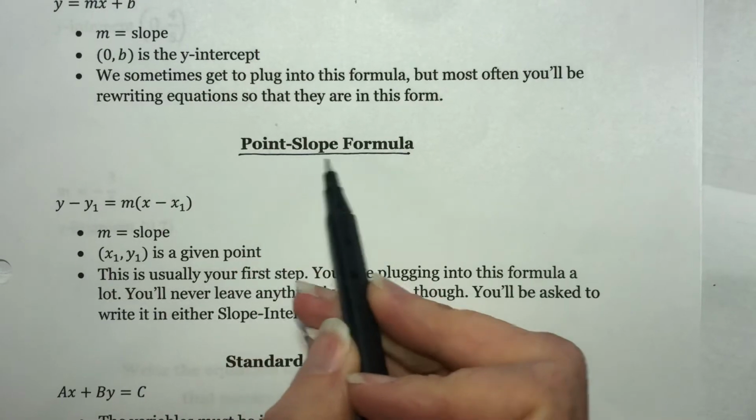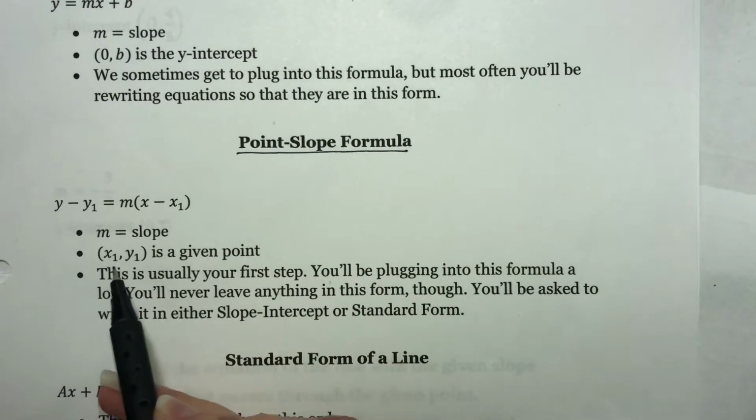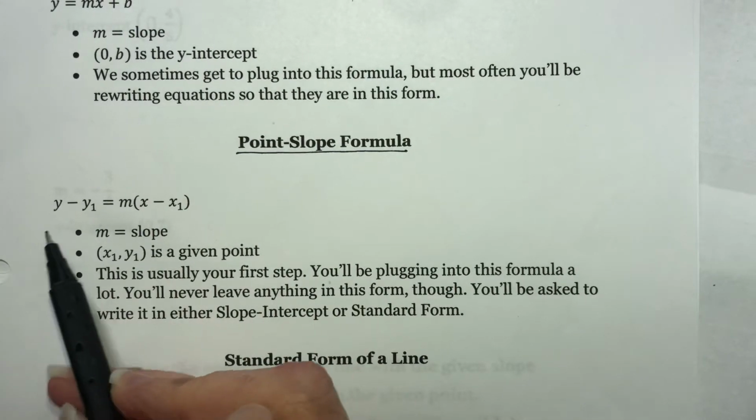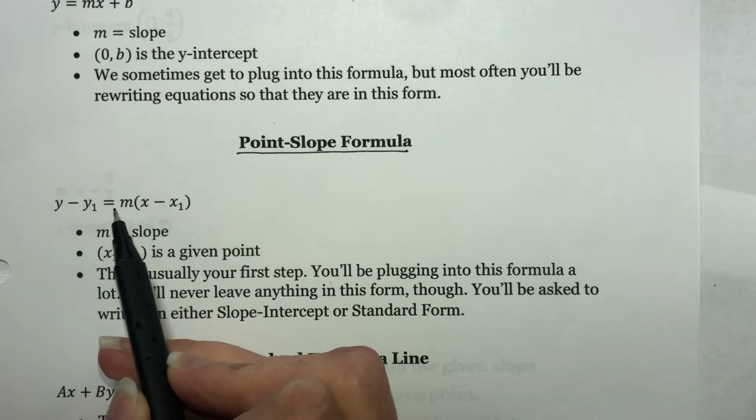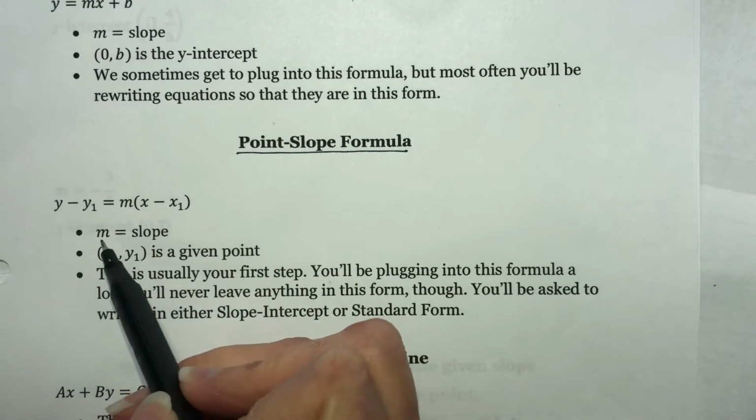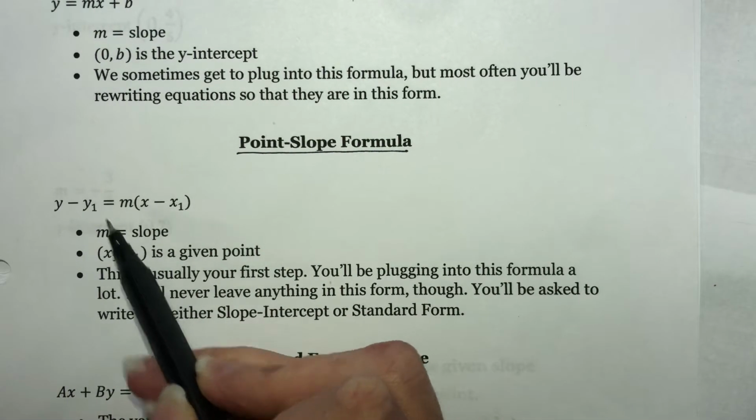Okay, then we have the point-slope formula. This tells you exactly what you need in order to be able to use it. You need a slope, and you need a given point. The formula is y minus y1 is equal to m times x minus x1. Your m is your slope, it goes right here. x1 goes here, y1 goes here.